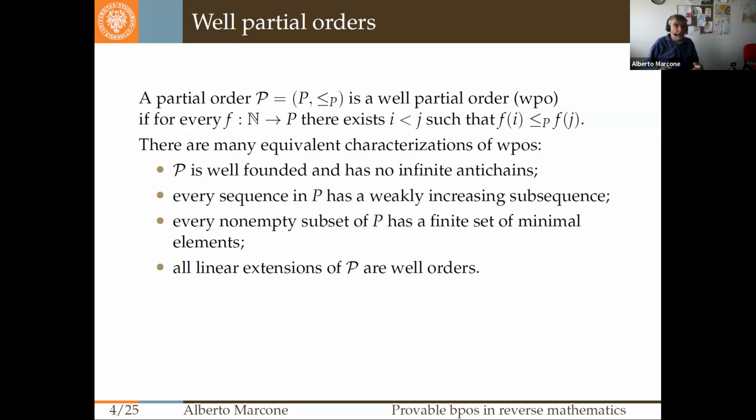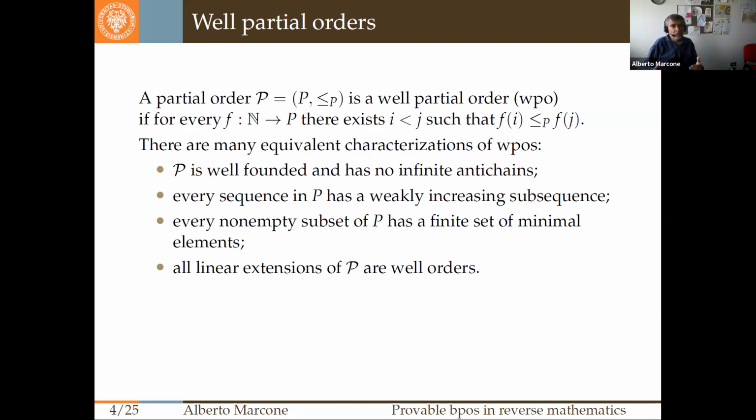And also, another characterization: you look at linear extensions of P. You have a partial order. There are different ways of linearizing it, of extending it by adding more comparabilities to make it a linear order where everything is comparable with everything. If you start with a well partial order, then no matter how you perform this linear extension, it is going to be a well order. So all linear extensions of P are well orders. It's another characterization of well partial orders.